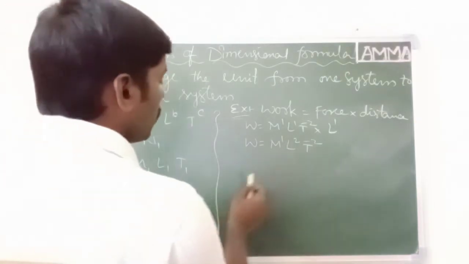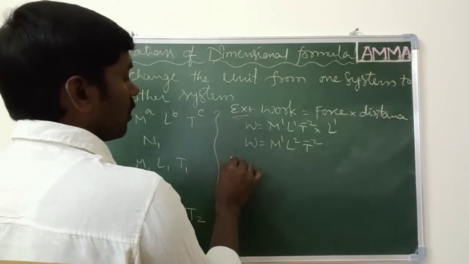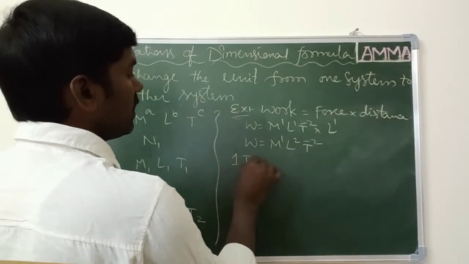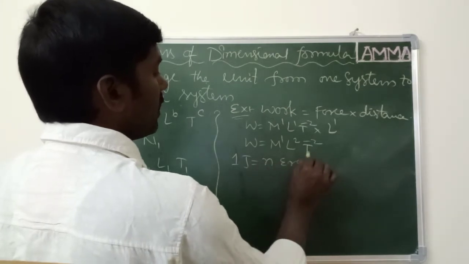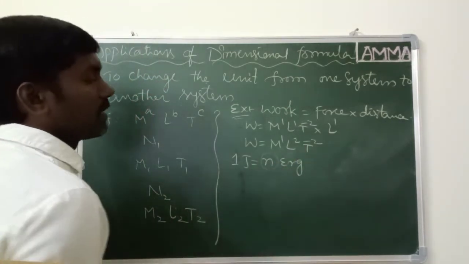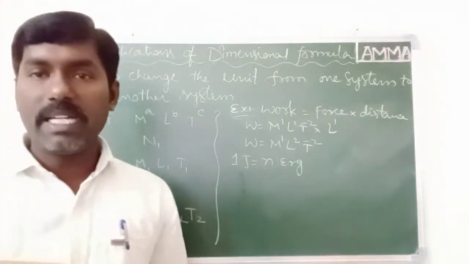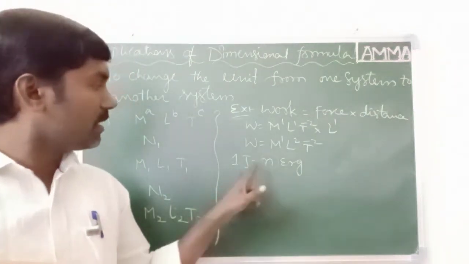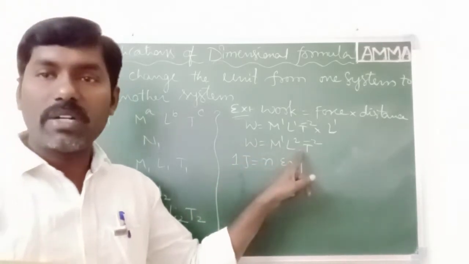After that, for suppose 1 joule is equal to how many ergs? How many ergs is represented by N. We don't know what the value is of 1 joule equal to how many ergs. Okay now, let us find out. Joule is the MKS unit of work and erg is the CGS unit of work.